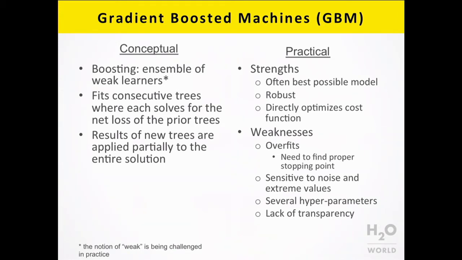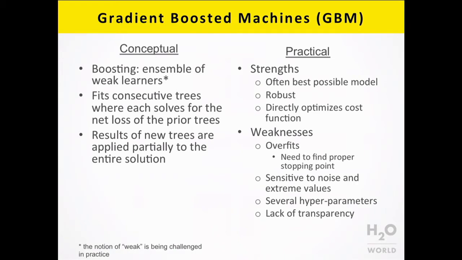And now what we're seeing is actually people are getting very big decision trees. The depth, I'm used to using 4 to 8 maybe on these trees, and now I'm seeing that 15 and 20 actually works really well. It almost looks like a random forest. But, and so the last one, the results of the new trees are applied partially to the entire solution.